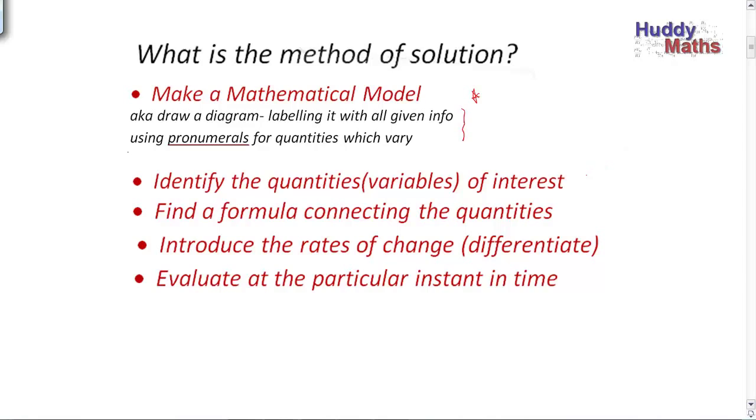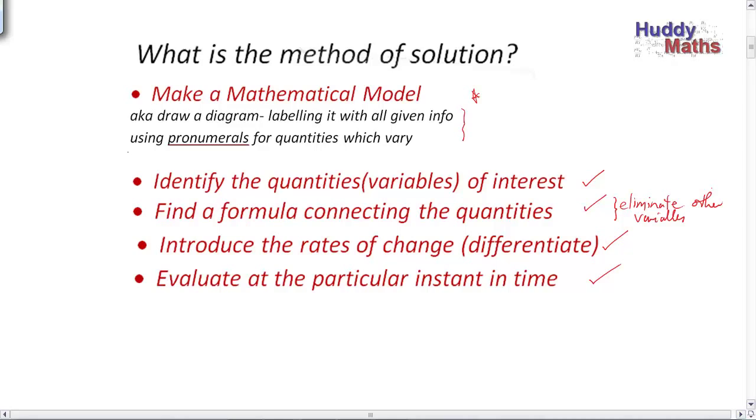What's the process? Your process is to identify the variables of interest, find a formula connecting them, introduce the rates of change by differential calculus, find the derivative, and then evaluate at the particular instant in time. For the formula connecting the quantities, it really shouldn't have any other variables. Eliminate other variables so that you've just got those two. That's important, and I might have a look at that again later on.